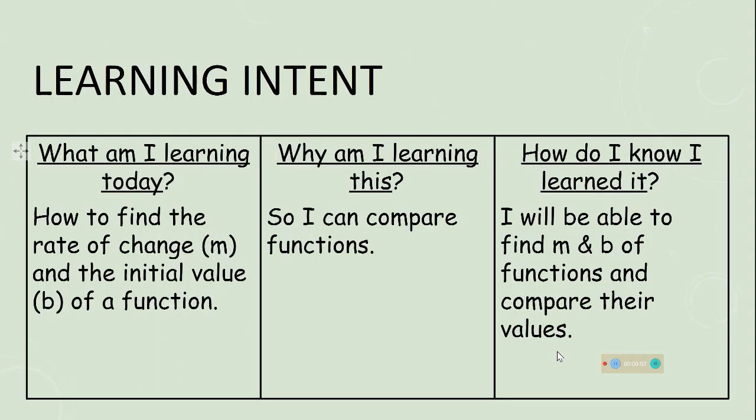What we're learning today is no different from what we've been doing for the last few days. What are you learning? How to find the rate of change, m, also known as the slope, and the initial value, b, also known as the y-intercept. Why are you doing this? So you're able to compare functions. How will I know I've learned it? I will be able to find the slope and the y-intercept, also known as m and b, of the functions and compare their values.